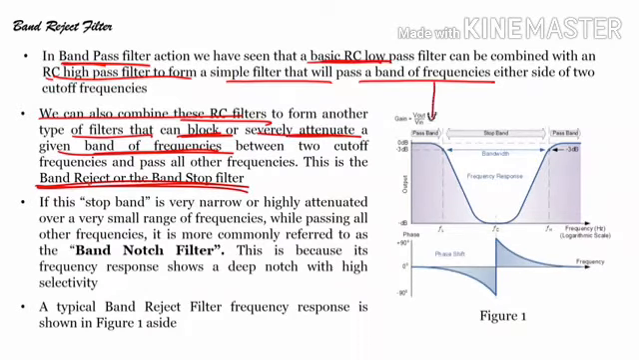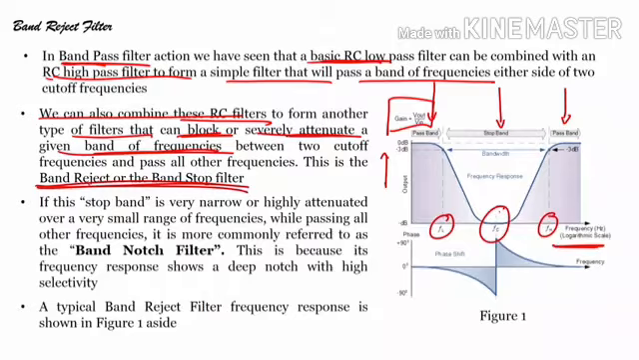Now, you see here pass band, stop band. Gain is given by Vout by Vin, in decibels, and we have frequency. If it is in logarithmic scale, then we have to write down that it is log; if it is not, we have to write down that it is in hertz. Now, bandwidth is fH minus fL. This is your central frequency. If this stop band is very narrow, or highly attenuated over a very small range of frequency while passing all the other bands, it is more referred to as a band notch filter.